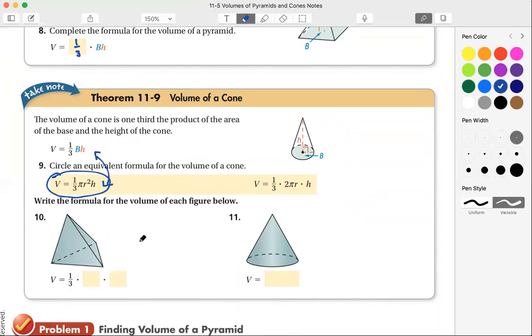So write the formula for each figure. This one would be 1/3 times the area of the base times the height. This one would be 1/3 area of the base times the height, or 1/3 pi r squared h.